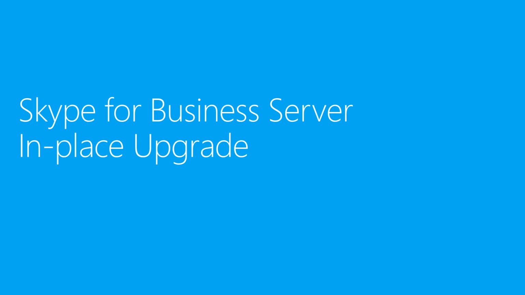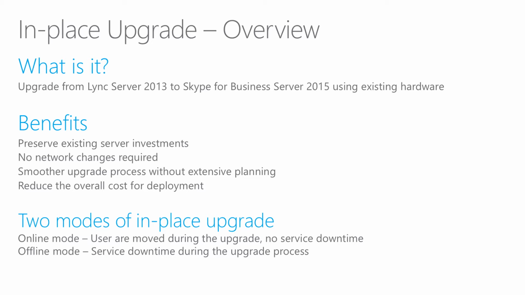Skype for Business Server 2015 in-place upgrade. The in-place upgrade option allows you to move directly from Lync Server 2013 to Skype for Business Server 2015 using existing hardware. There are 4 main benefits to using this approach. Firstly, you preserve existing server investments. Secondly, no network changes are required. Thirdly, the upgrade process does not require extensive planning. And finally, the overall cost for deployment is reduced.